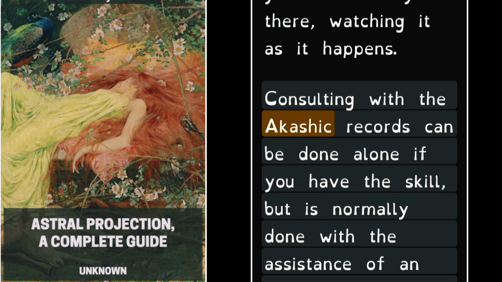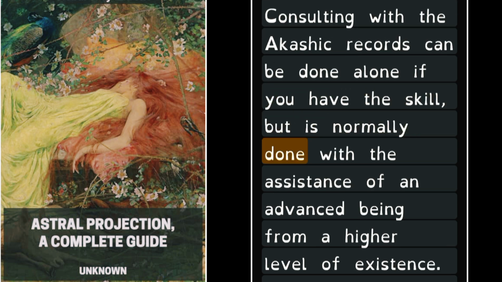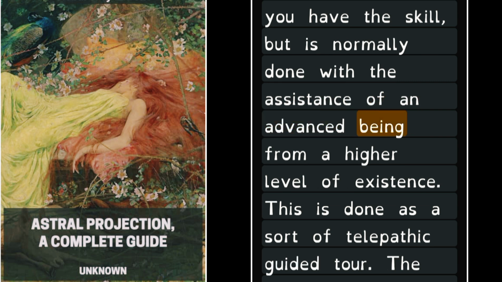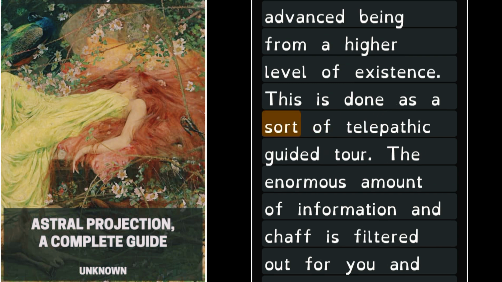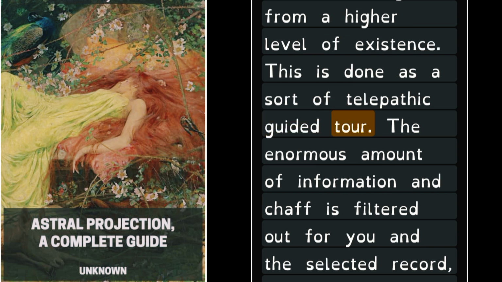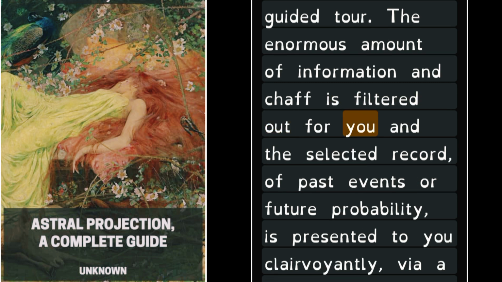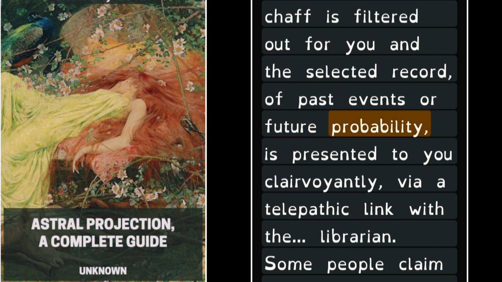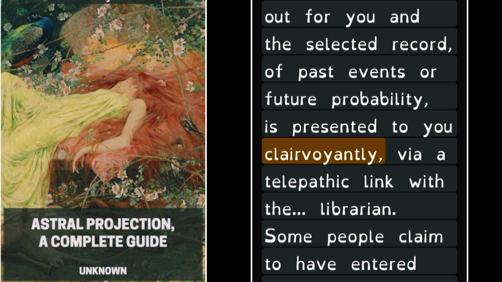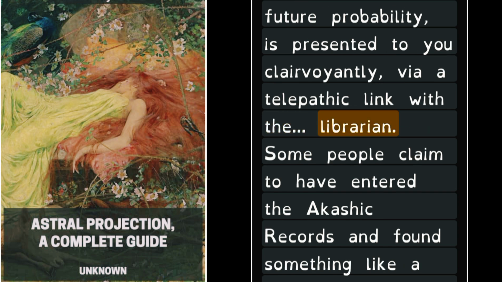Consulting with the Akashic Records can be done alone if you have the skill, but is normally done with the assistance of an advanced being from a higher level of existence. This is done as a sort of telepathic guided tour. The enormous amount of information and chaff is filtered out for you, and the selected record of past events or future probability is presented to you clairvoyantly via a telepathic link with the librarian.